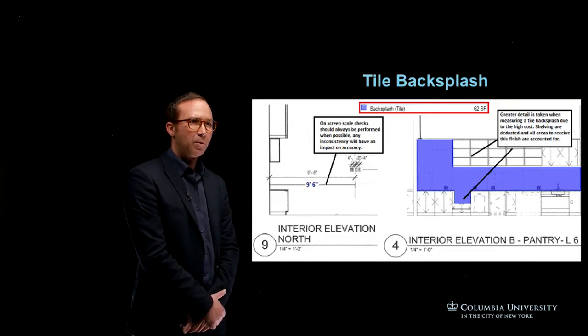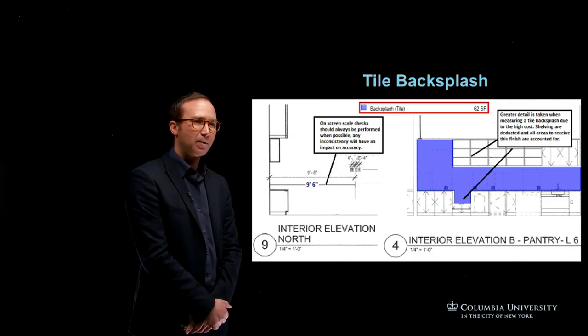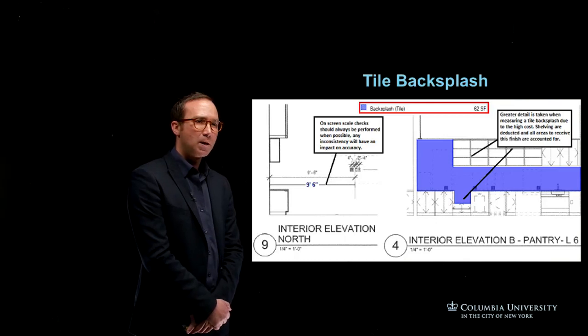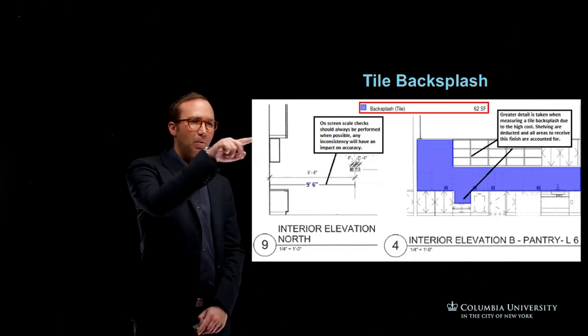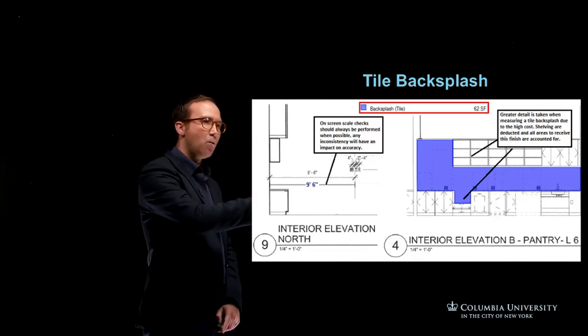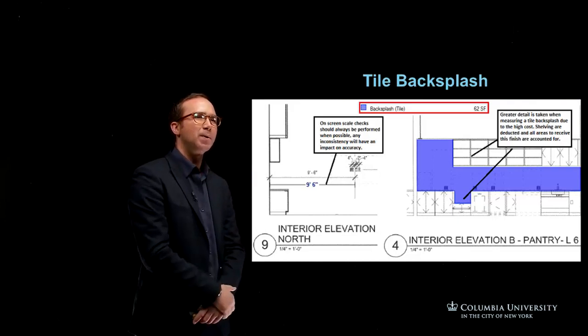So here we've got an example of a tile splashback. So we're looking at elevations here now. We've been looking at plans before, so we've got elevations. So we want to get the backsplash tile area above the kitchen pantry cabinets. It's a very simple square foot basis. On your on-screen takeoff, you'll literally just go around all the edges and it will give you a full area there of 62 square feet.